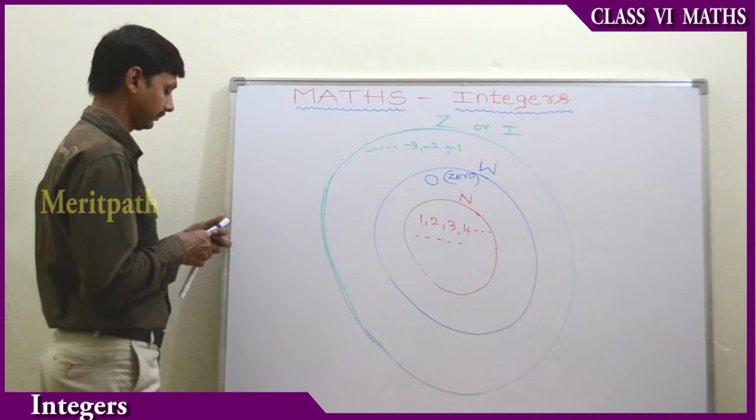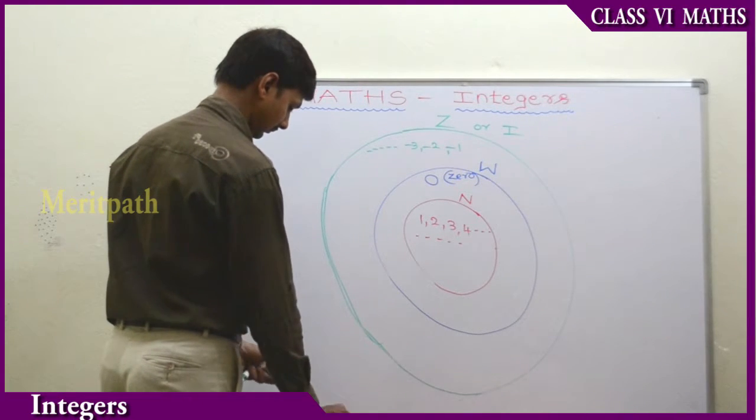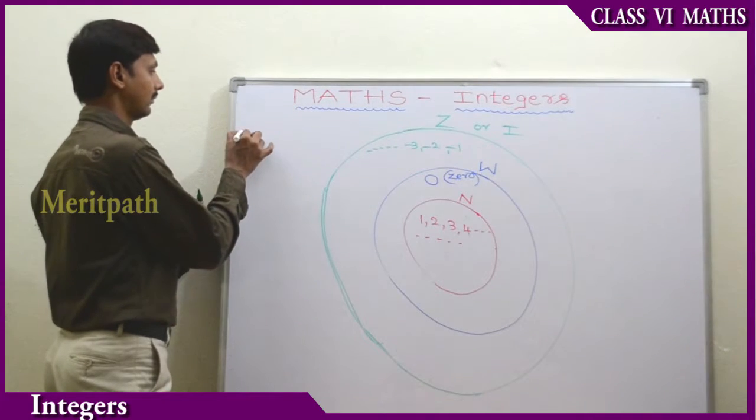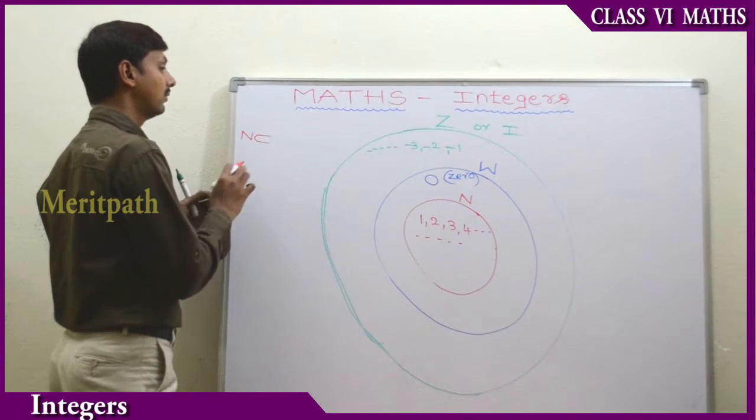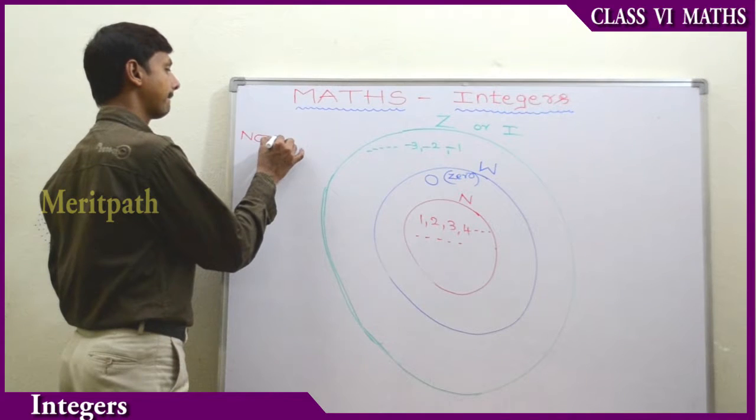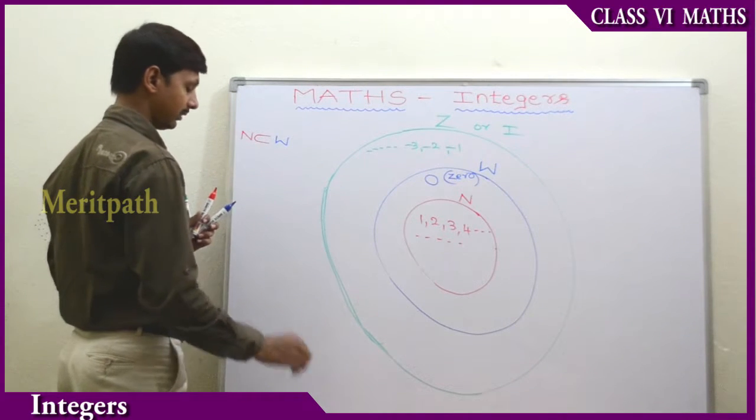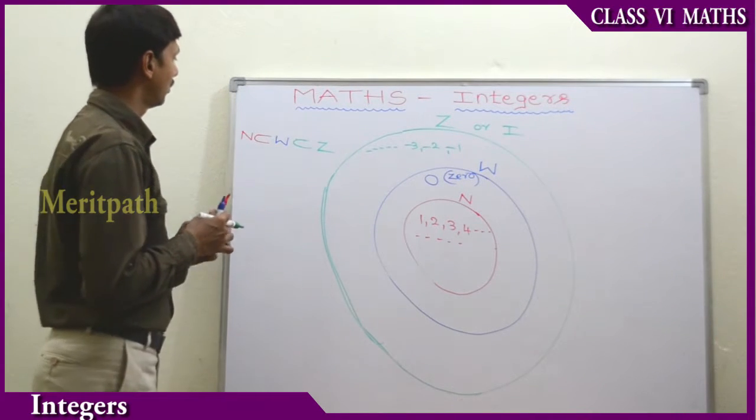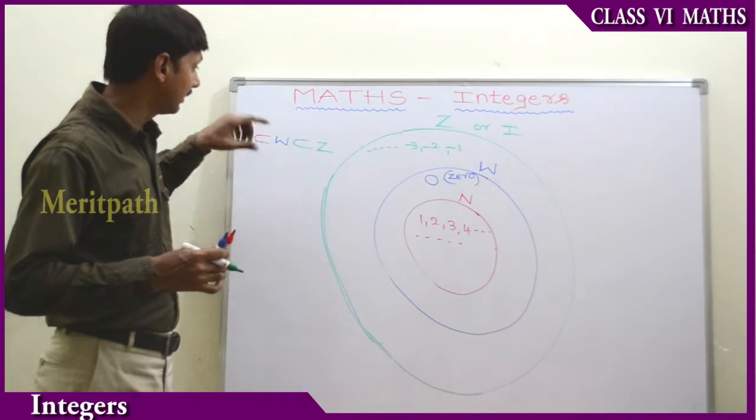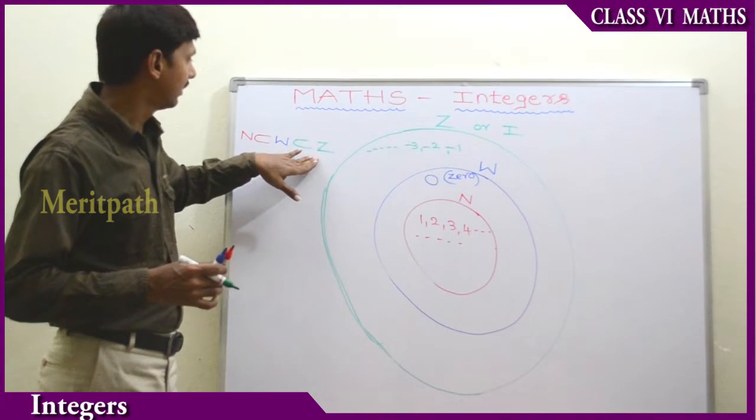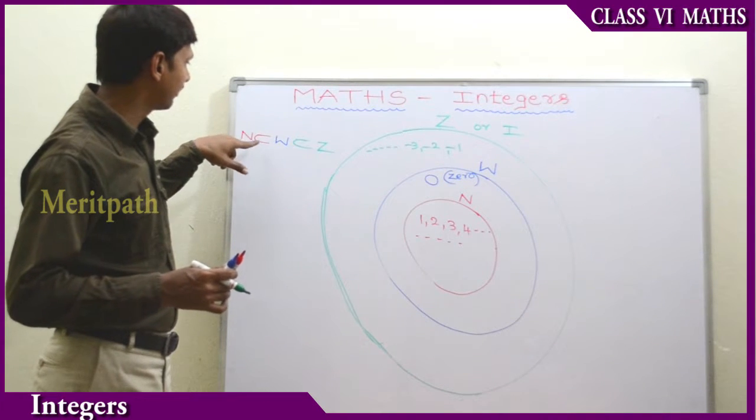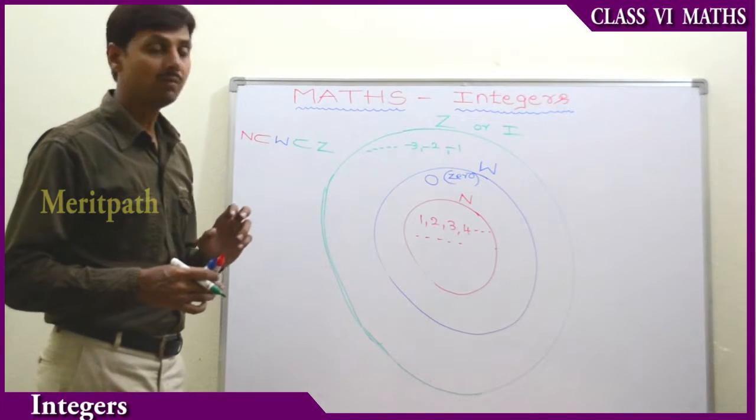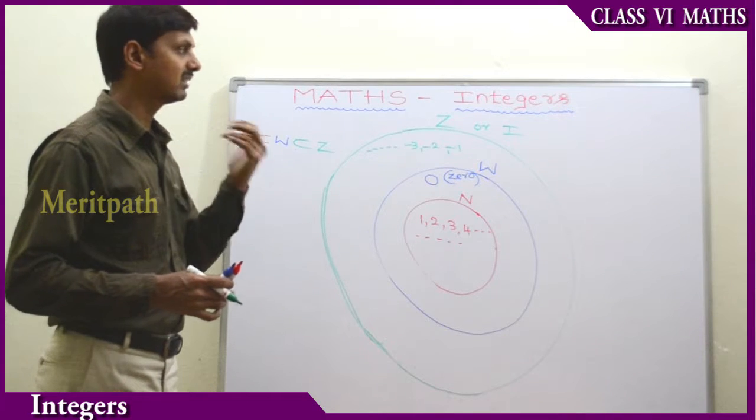Natural numbers are a subset of whole numbers and whole numbers are a subset of integers. So all the natural numbers are present in whole numbers and all the whole numbers are present in integers. That's the reason we have written here: N is a subset of W and W is a subset of Z. So up to now we have discussed the picture of natural numbers, whole numbers and Z.